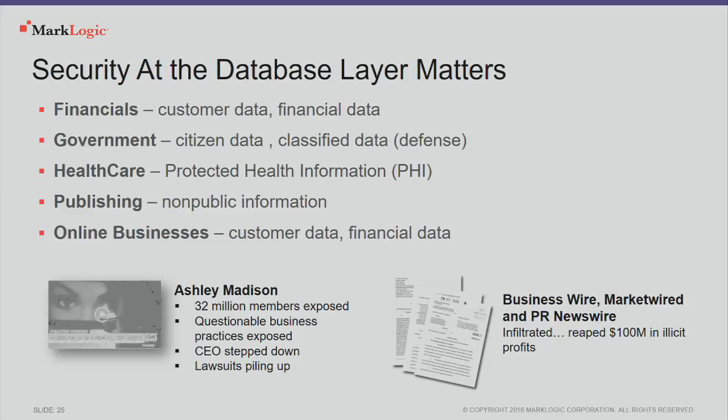The first is in publishing. Three companies, Newswire, MarketWire, and BusinessWire, receive information from a company about financial performance a few hours before it's published to the market. What hackers did, they were able to get access to the database. They dumped the database hours before it was available to the market, and they simply traded on the information. It took a while for them to figure out the guys made $100 million in illegal profits just trading. Simple scenario, accessing the database.